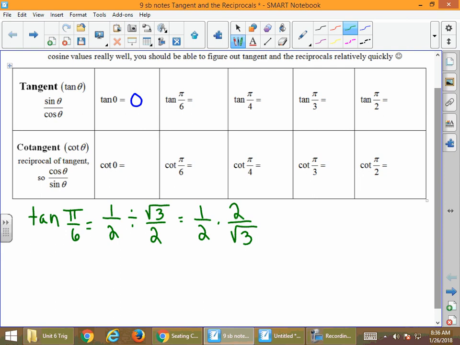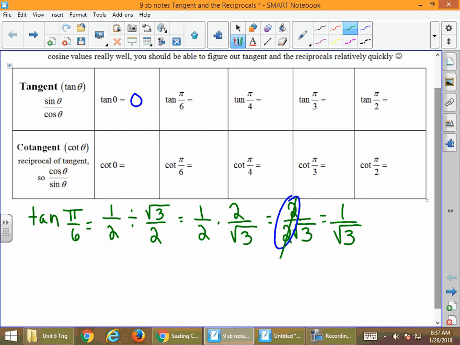And when we multiply fractions, we multiply the tops of the fractions together, and we multiply the bottoms of the fractions together. And 1 times 2 is 2, and 2 times square root of 3 is 2 square root of 3. But we can simplify this right here. The 2's cancel out. So this is really 1 divided by radical 3.